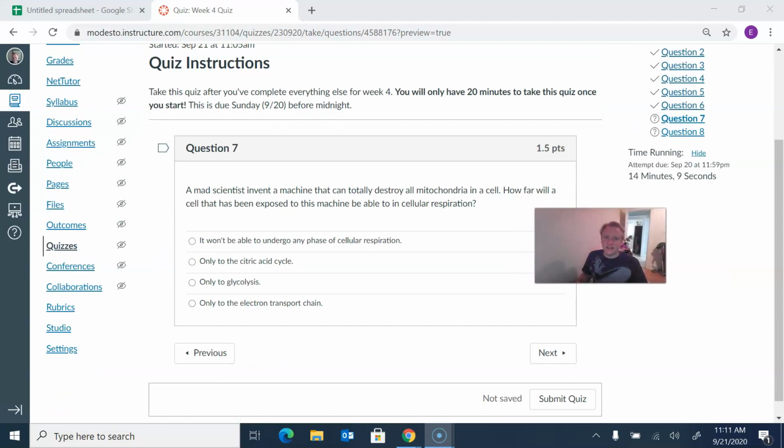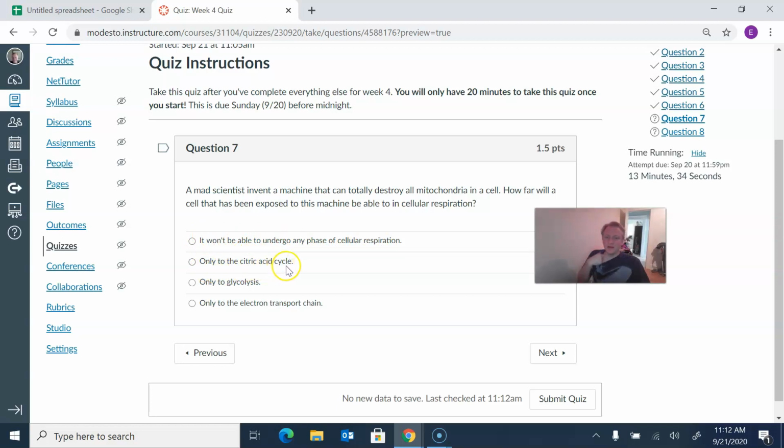A mad scientist, this is almost the same question. A mad scientist invents a machine that can totally destroy all mitochondria in a cell. How far will a cell that has been exposed to this machine be able to go in cellular respiration? Okay, so this is a poorly worded question. Just from the get-go, obviously, there are some grammatical errors here. It won't be able to undergo any phase of cellular respiration. Only to the citric acid cycle.